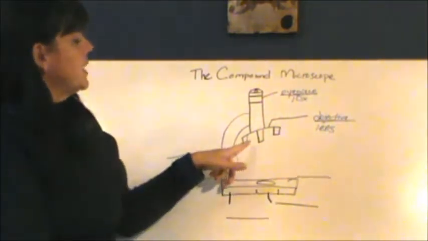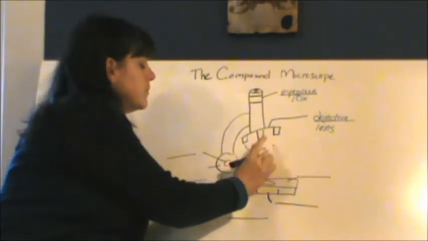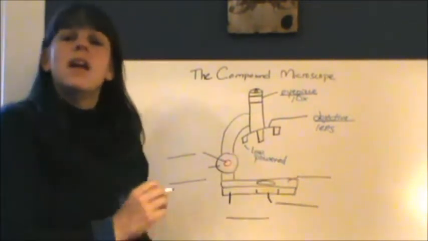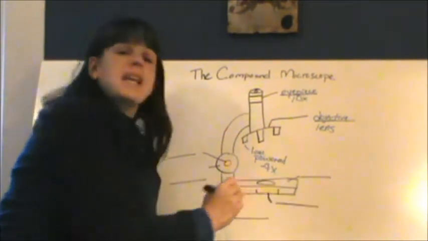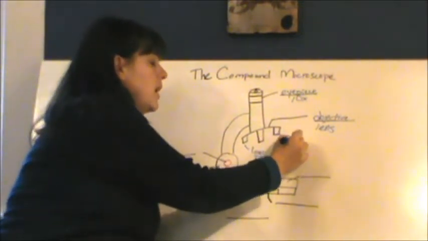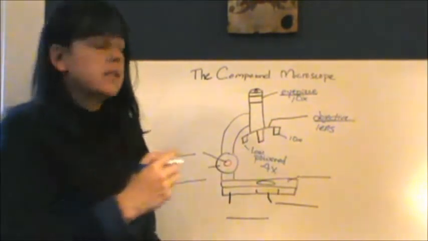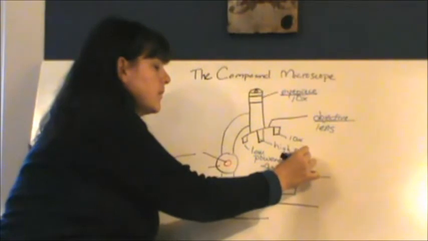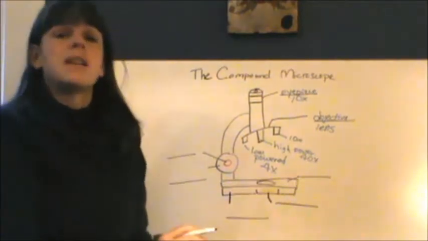And the objective lens, there's 3 parts to that. There is the low-powered lens, and the low-powered lens gives you an additional magnification of 4 times the actual size of an object. Then you have the medium, and the medium gives you 10 times the actual size of the object, and then you have the high power, which by itself as a lens would give you 40 times the actual size of the object.